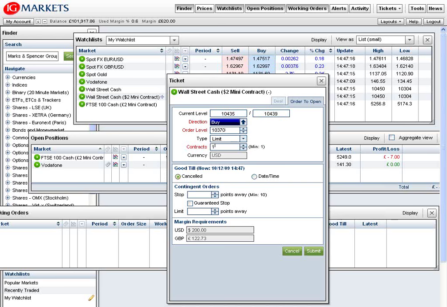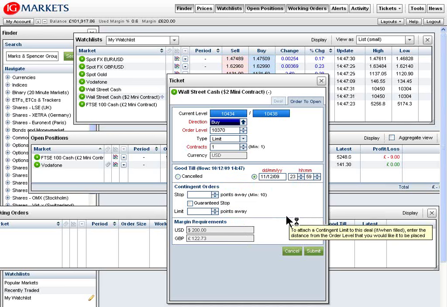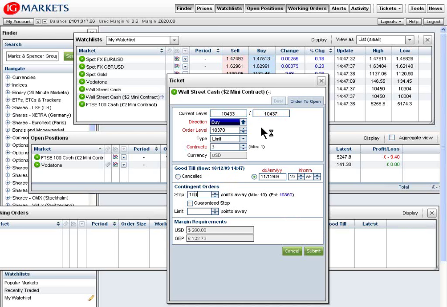I can choose to have that order good till cancelled, which means it stays in place until the order is filled, or I cancel it, or I can have it good until a specific date and time in the future. If I only wanted it valid until the end of business tomorrow, I can set that up. So if it's not filled by tomorrow, it expires. What I can also do is say, right, if that order is filled, I want to have a 100-point stop loss attached to that order. For example, I can specify the stop loss ahead of the order getting filled. And I can also specify a target for the trade if it gets filled. I can say, right, if the market moves 300 points in my favor after I'm filled, take profits.